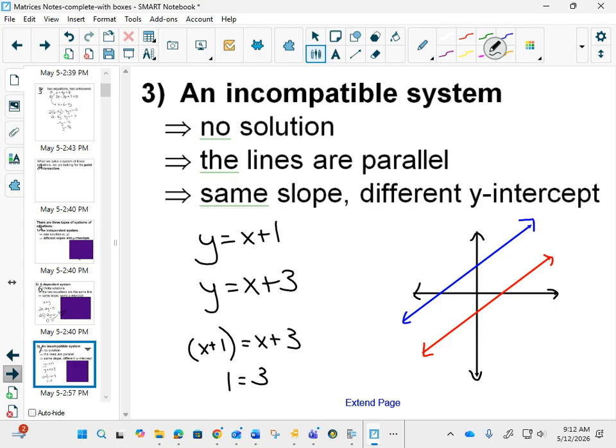Unless we've got units and there's some sort of weird conversion. So this is an incompatible system. There would be no solution. Obviously, this is never true, meaning that you have no solution.